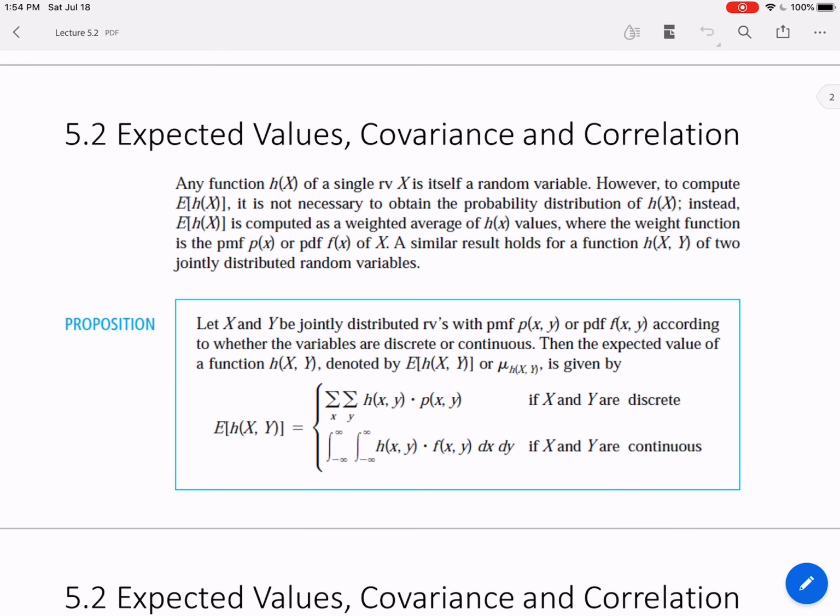Alright guys, in this video we're talking about section 5.2, expected values, covariance, and correlation. First of all, in this video we're going to talk about expected values. In the next video we're going to talk about the covariance and correlation.